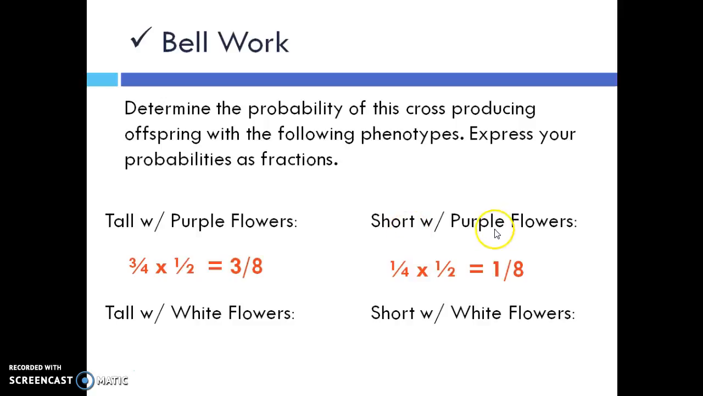Same thing with short and purple flowers. There was a 1/4 chance of short, a 1/2 chance of purple based on our previous Punnett squares. Multiply across the top, multiply across the bottom, we get a 1/8 chance for short and purple. You'll do the same for the tall with white and the short with white flowers. If you need to, pause or go back, make changes or corrections on your bell work so you know exactly what to do.